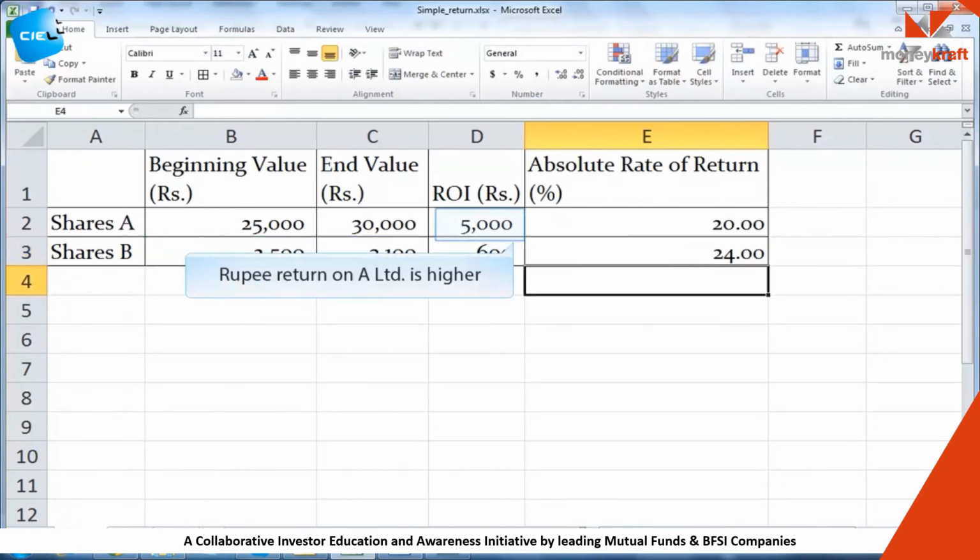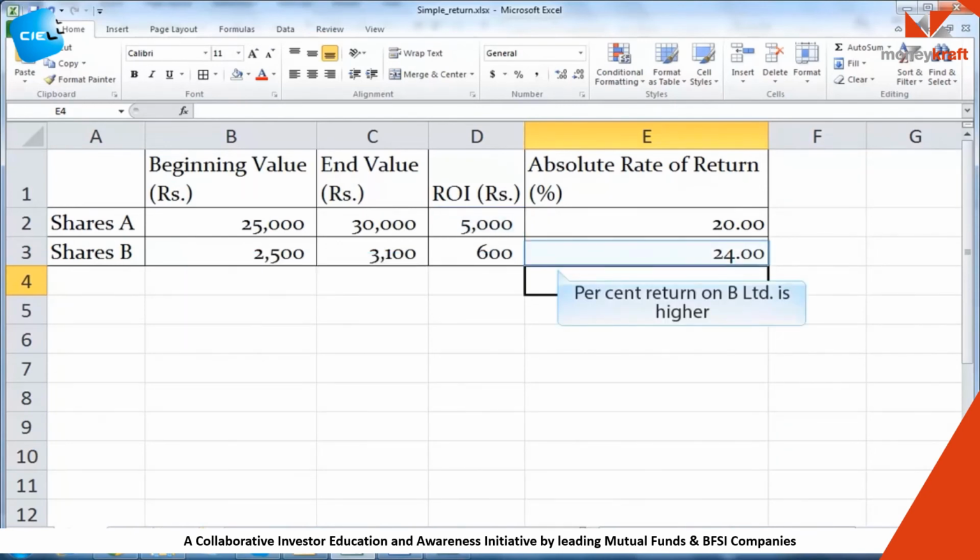Investment in A Limited has generated a higher amount of return in terms of rupees, but earns a lower rate of return as compared to investment in B Limited. In order to earn higher return, investment A requires a higher end value or a lower beginning value, so the return is earned on a much lower base.